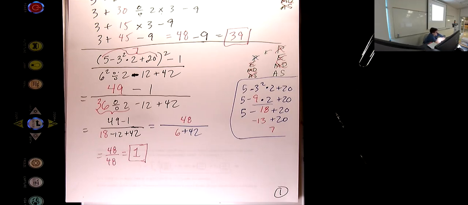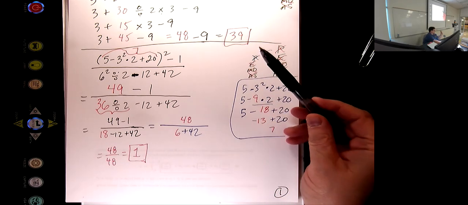Any questions? Did you guys get the same, or if you didn't, can you spot where you made your mistake? I got 48, but it was because I forgot the -1. Minus 1. Yeah. Okay, so there's a lesson to be learned there.